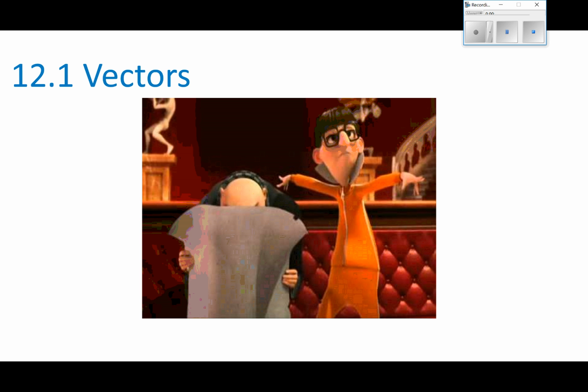Class, now we will start chapter 12, dealing with vectors. So vectors are different than calculus, different than probability and statistics, different than sequence and series. It's its own thing. So there's no direct link between this and calculus. You're gonna have to shift your mindset a little bit now when we're dealing with vectors.